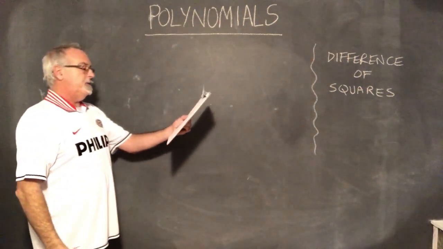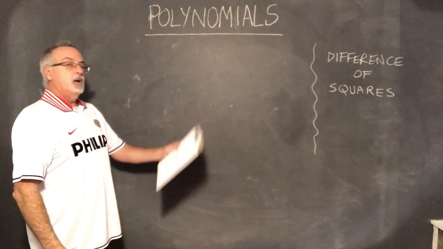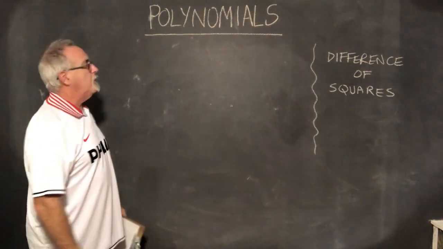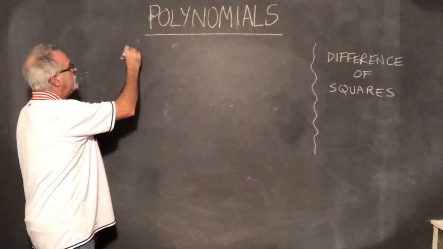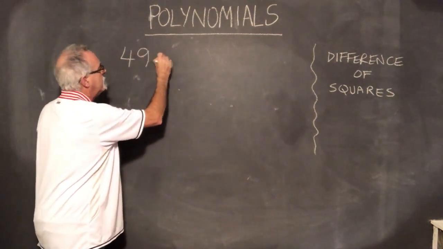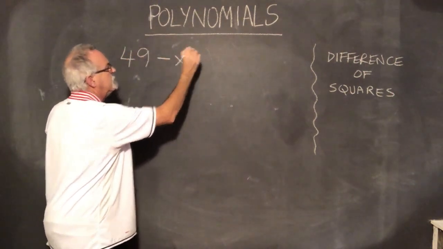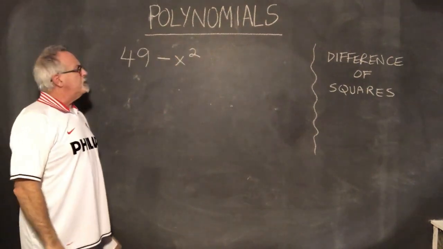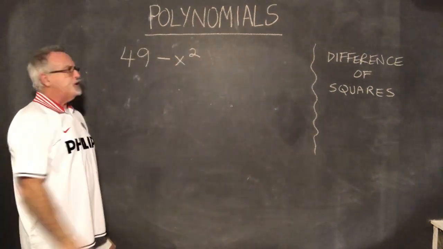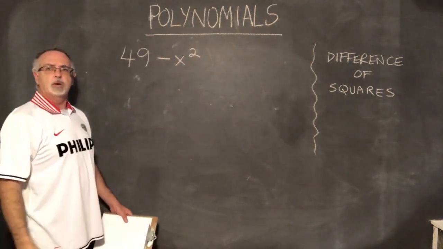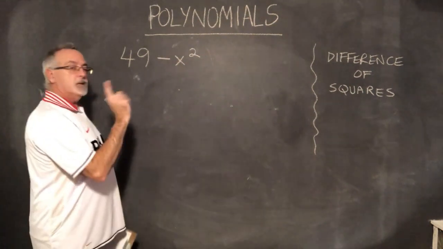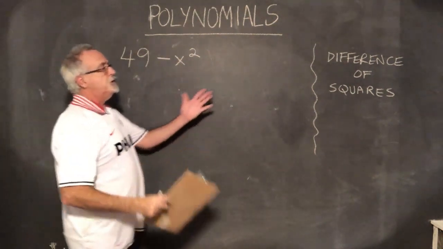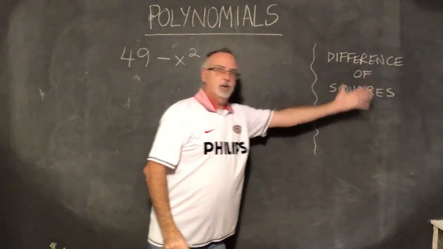And let's try a few more. What if, I love asking the what if question, what if I have 49 minus x squared? Kind of like the other ones, but this time the number is in the first position and the x squared is in the second position. Doesn't matter. It's still a difference of squares. We're really just checking whether this title applies to it.